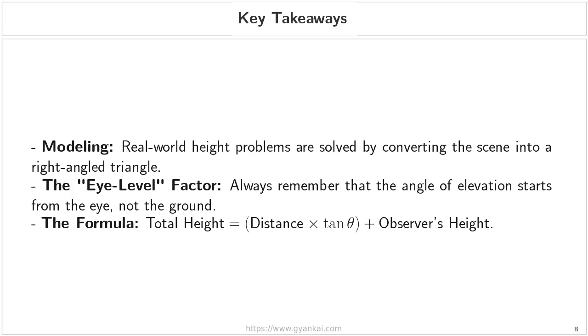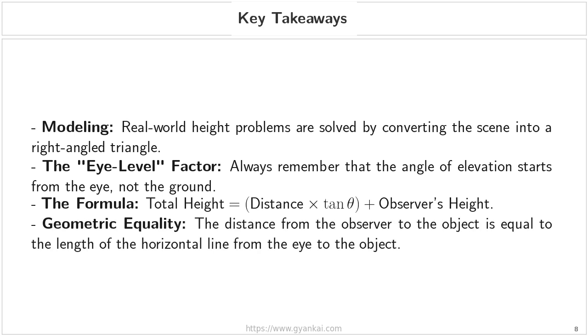Now let's look at the master formula we've developed through our steps. To find the total height, you take the horizontal distance, multiply it by the tangent of the angle theta, and then, most importantly, add the observer's height. So the formula is: total height equals the quantity, distance times tangent of theta, plus the observer's height.